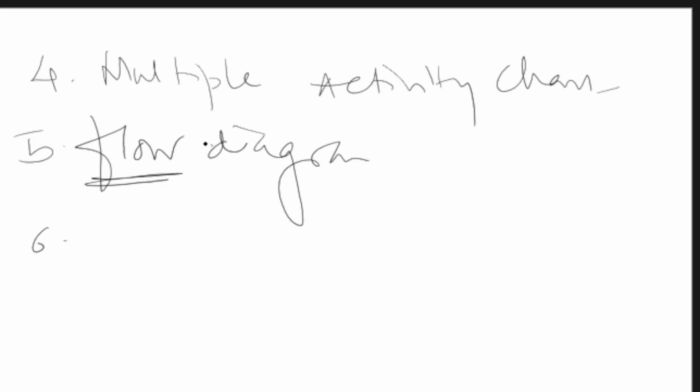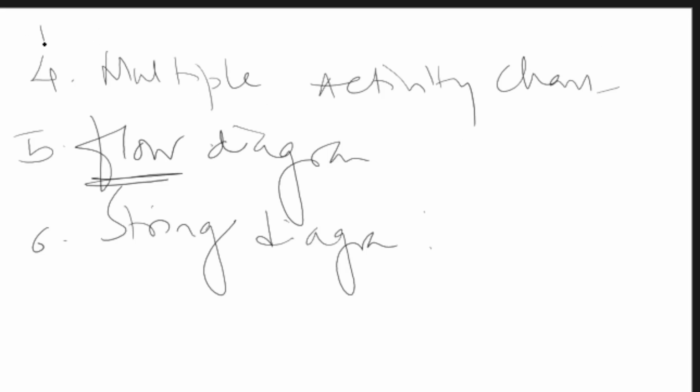And sixth one is a string diagram. String diagrams are very important to record the movement of workers using a string which is drawn to scale. So this is a string diagram. All these things are used to record. They are recorded by observing the work.